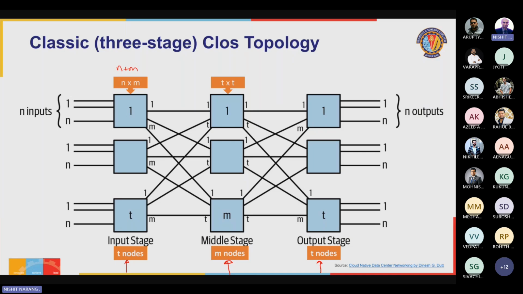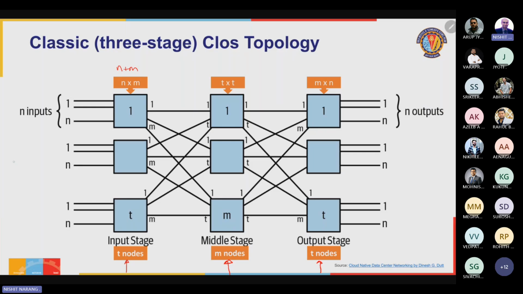We assume that the middle stage is a T cross T switch. So there are T incoming ports, T outgoing ports. And then the output stage is the reverse of the input stage. It's an M cross N. Right? So once again, it can connect to N outputs and can take in M inputs. Now, if you look at this topology that we've created, a three-stage network with an input stage, a middle stage, and an output stage.